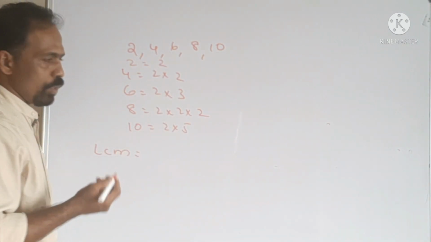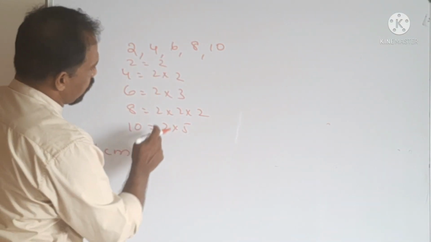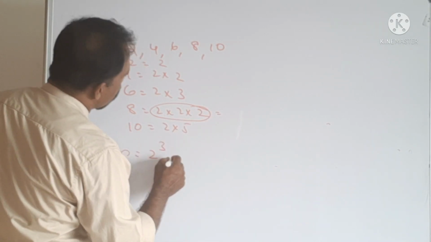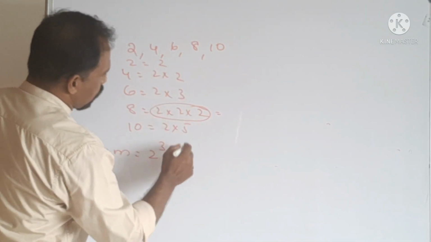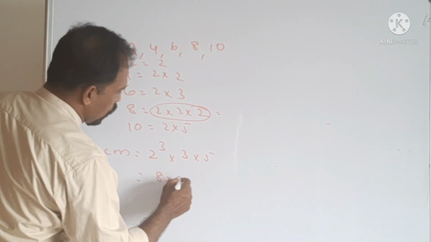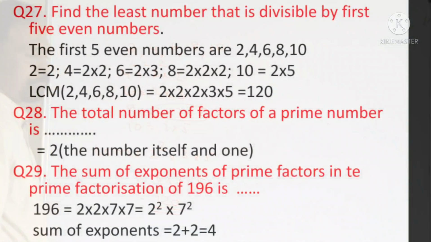The LCM of these 5 numbers. So the LCM, we know that it takes the greatest power. So the greatest power as far as 2 is concerned, here we have 2 cube. So it will be 2 cube, and there is only one 3 and one 5. So it will be 8 into 3 into 5, that is 120.